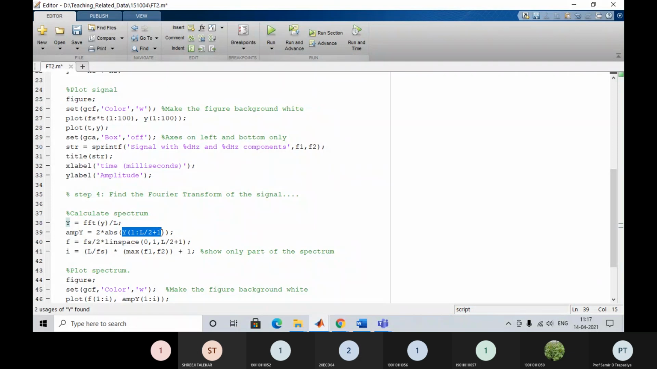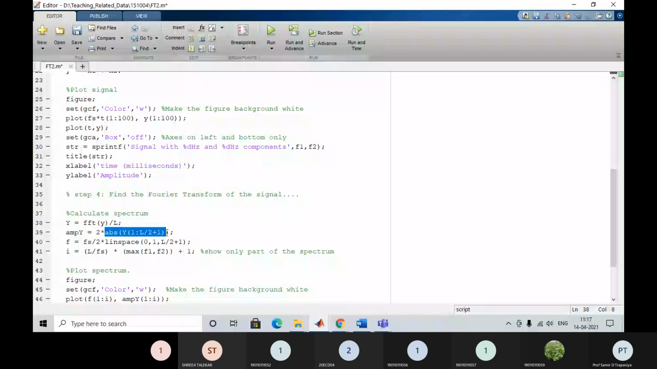That's why only half the points are there. Whenever we find the FFT of any signal, it represents the signal amplitude with frequency. That is always complex, and MATLAB is not able to plot anything complex. So to convert the complex value to a real value, we use abs. Absolute will convert anything imaginary or complex into a real value.